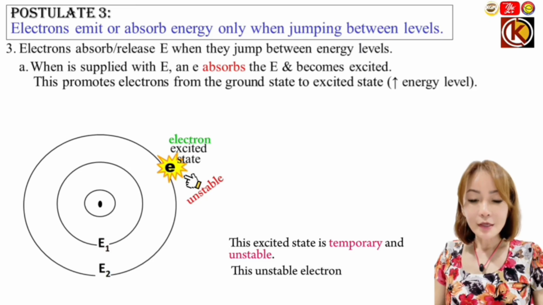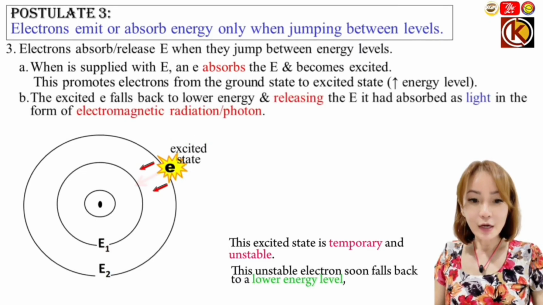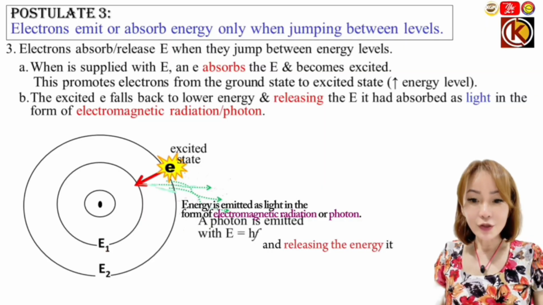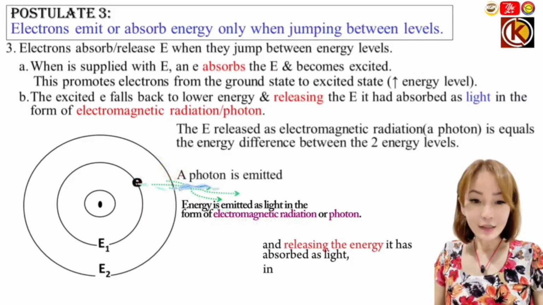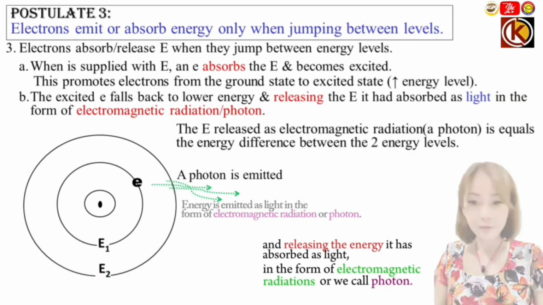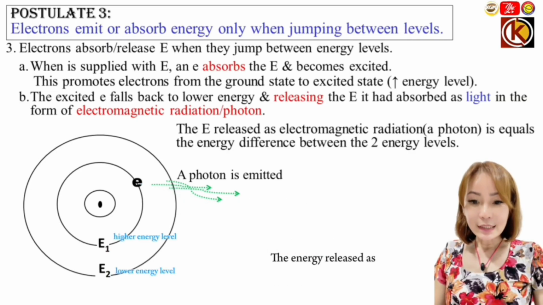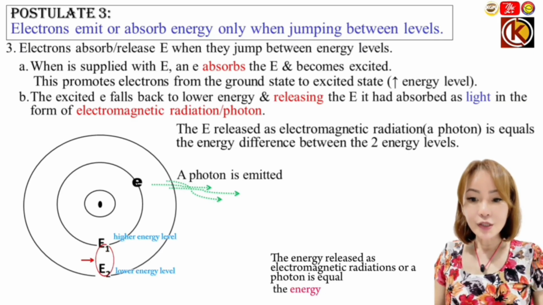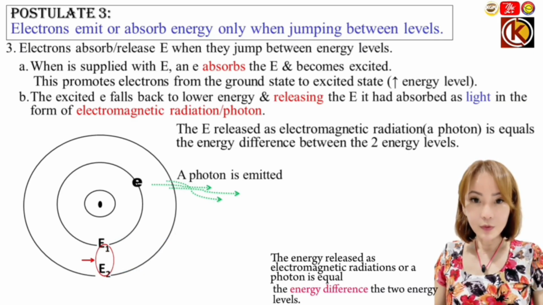This unstable electron soon falls back to a lower energy level, that means original energy level, releasing the energy it has absorbed as light in the form of electromagnetic radiation, or we call photon. The energy released as electromagnetic radiation, or a photon, is equal to the energy difference between the two energy levels.